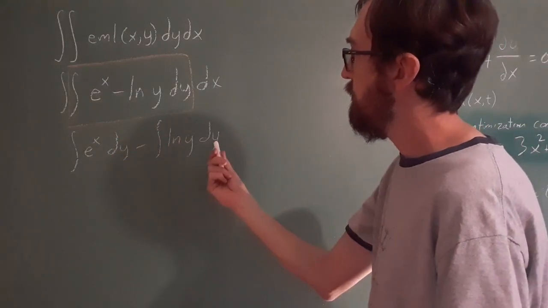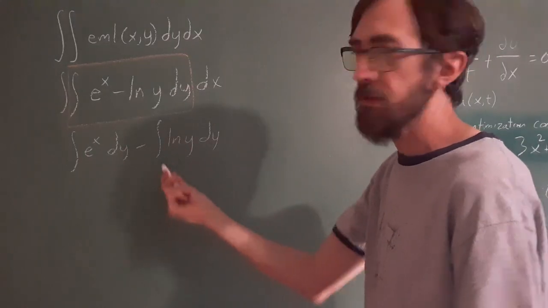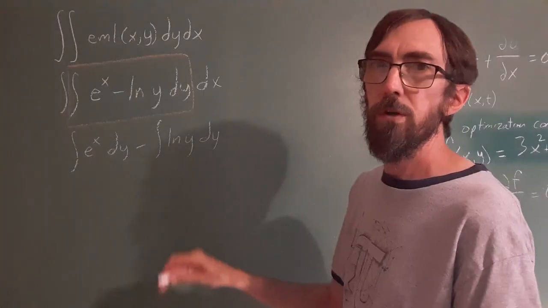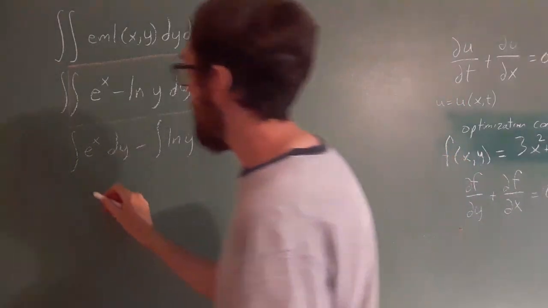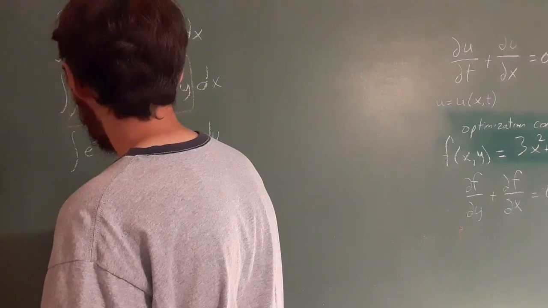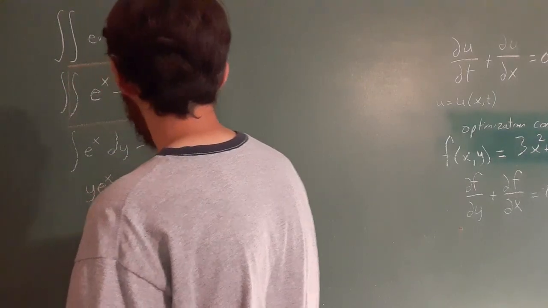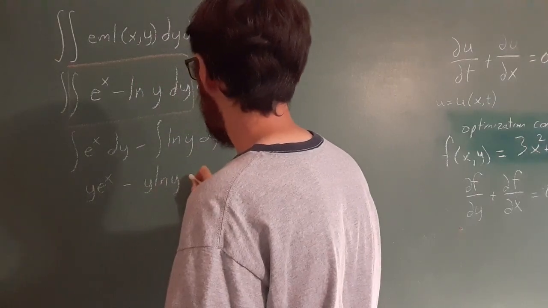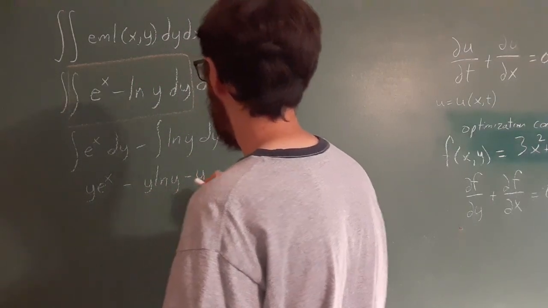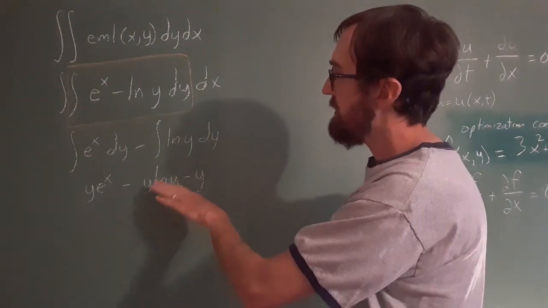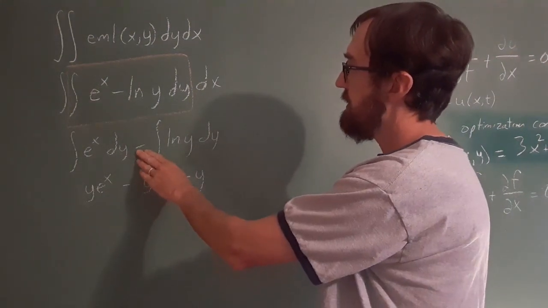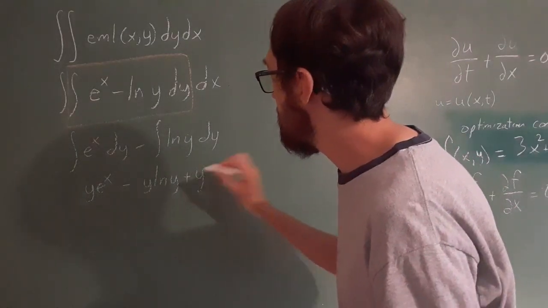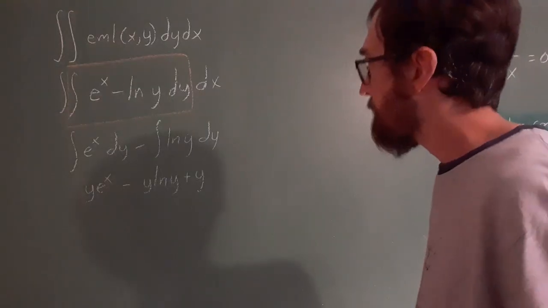Using our normal integration techniques, we're going to split this into two integrals separated by the subtraction. We are integrating with respect to y, so this is going to give us y e to the x minus y log y minus y. As we integrate this here, we need to use caution. This negative is going to distribute over this, so this is going to be positive here.